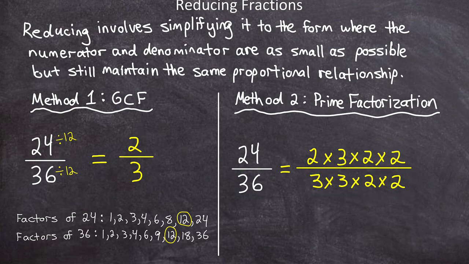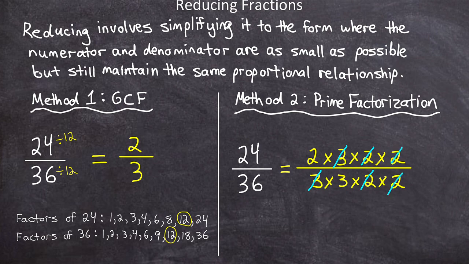And now what we look to do is see if there are any factors in the numerator that can cancel out with any factors in the denominator. Well, I have a 3 being divided by 3, that's 1, so I can cancel those factors. 2 divided by 2 is 1, so I can cancel those factors. And same with this pair of 2's.